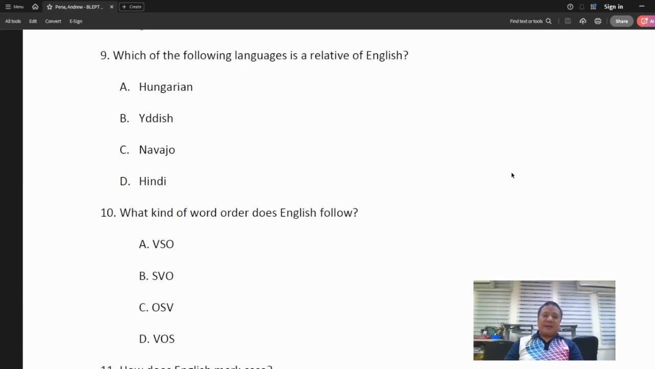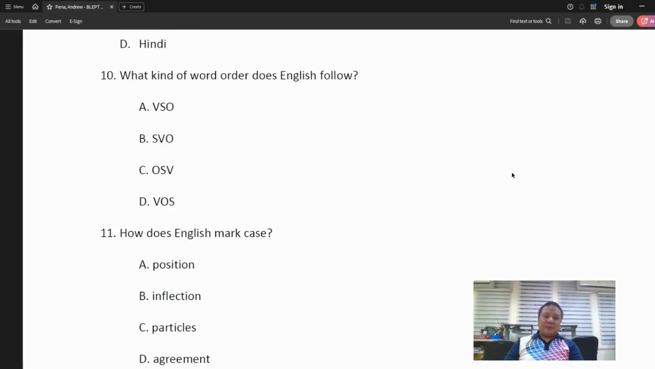Hungarian is a language isolate compared to other European languages. So it's not related to other European languages. Yiddish is a Semitic language. Navajo is Native American. Number 10. What kind of word order does English follow? A. VSO, B. SVO, C. OSV, D. VOS. The answer is B, SVO. You start with the subject, then a verb, then the object.